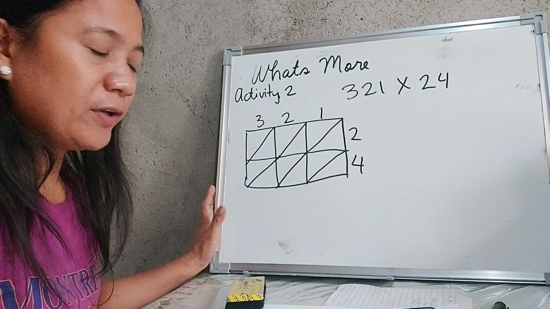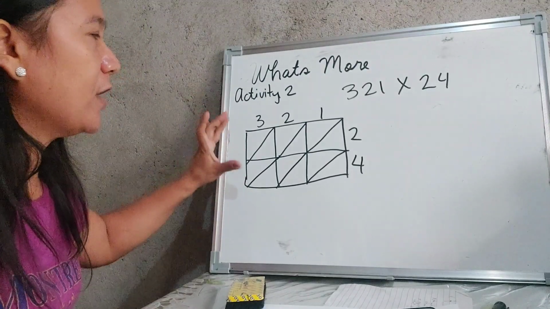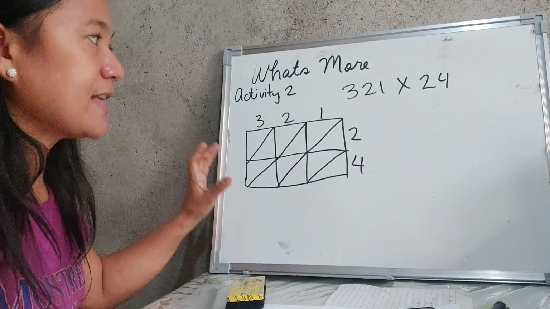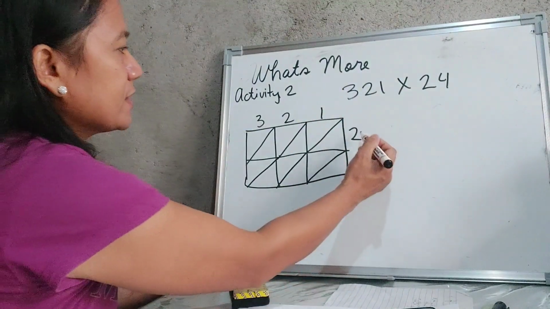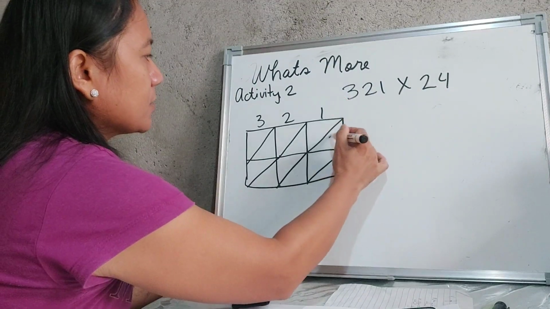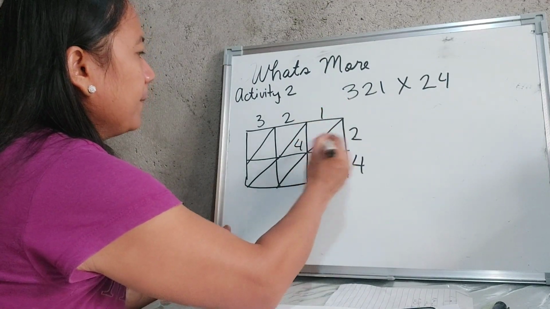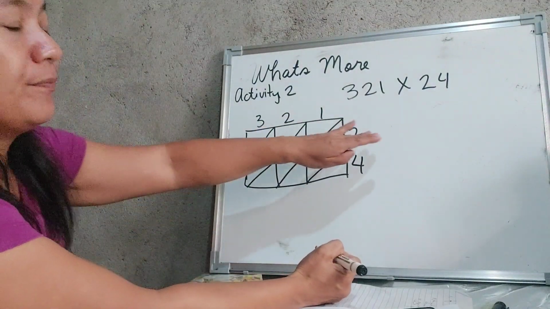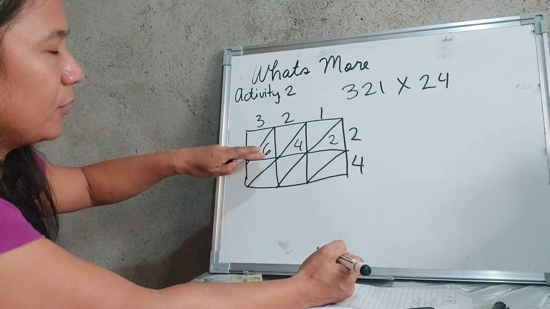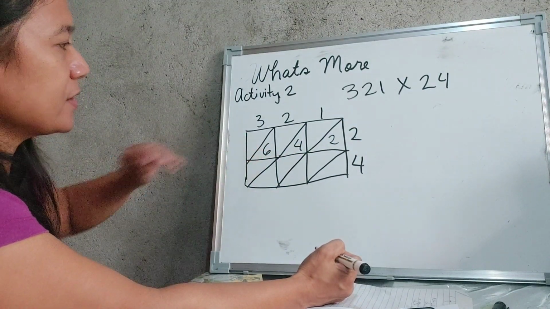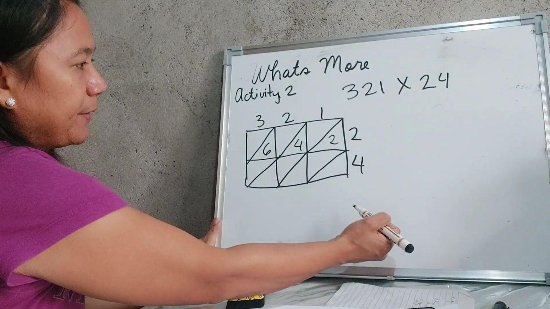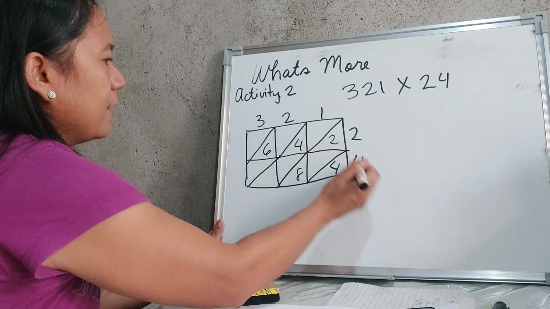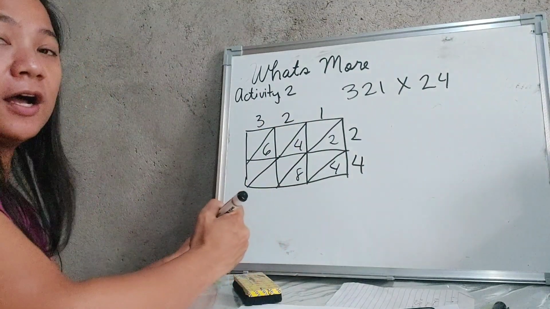So, let us do all together the problem given on the activity 2 so that you can have more examples. So, all we have to do is to multiply 2 times 1 is 2, 2 times 2 is 4, and 2 times 3 is 6. So afterwards, we already have the first partial product. Let us now get the second partial product. 4 times 1 is 4. 4 times 2 is 8. 4 times 3 is 12.